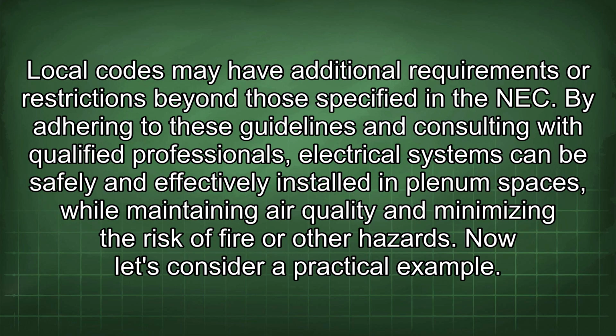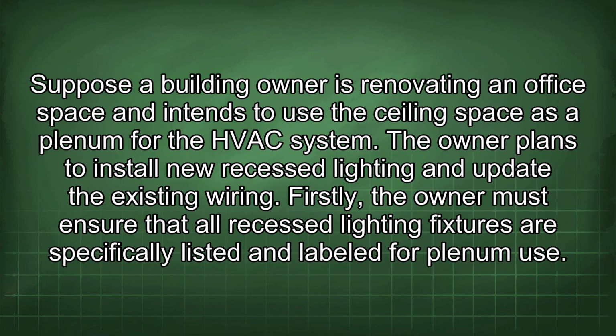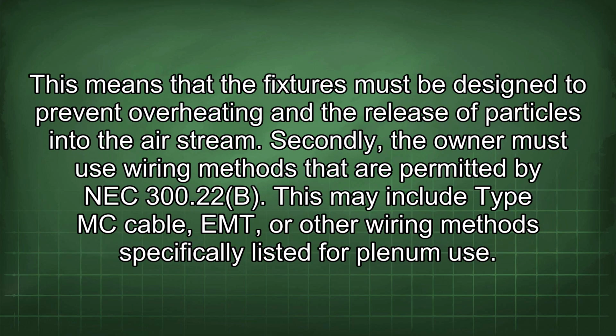Now let's consider a practical example. Suppose a building owner is renovating an office space and intends to use the ceiling space as a plenum for the HVAC system. The owner plans to install new recessed lighting and update the existing wiring. Firstly, the owner must ensure that all recessed lighting fixtures are specifically listed and labeled for plenum use. This means that the fixtures must be designed to prevent overheating and the release of particles into the airstream.